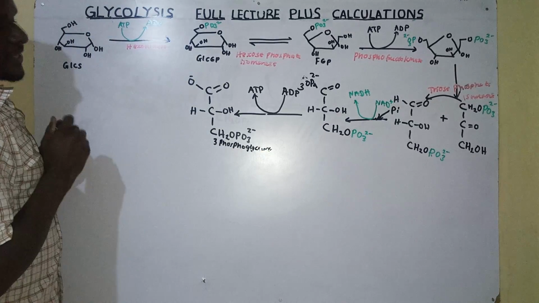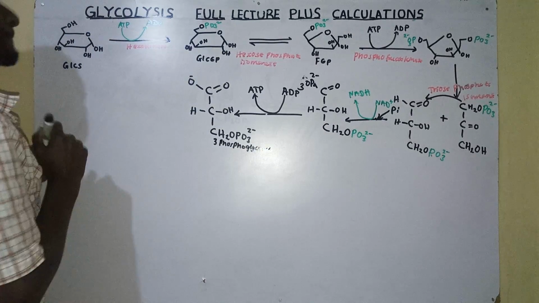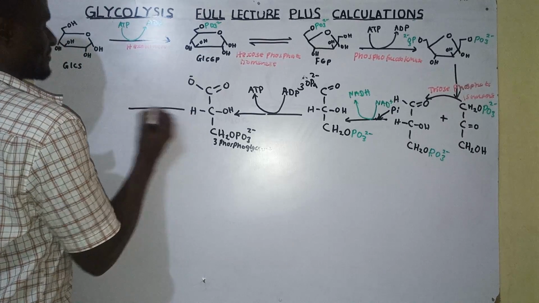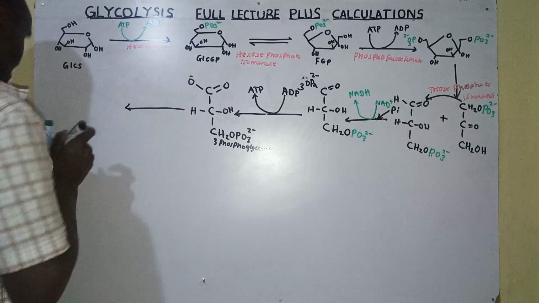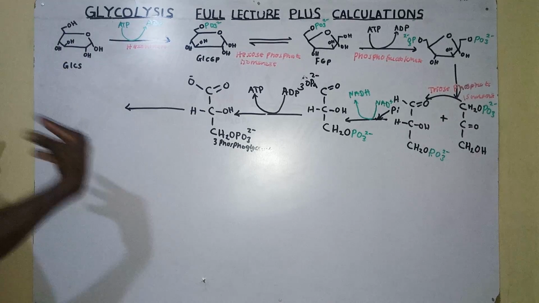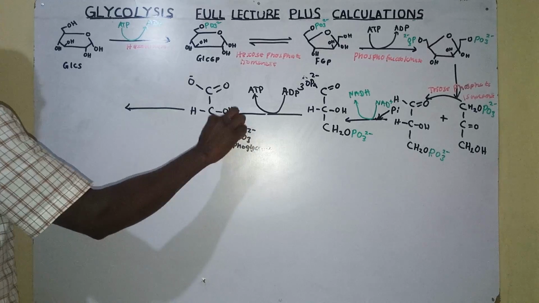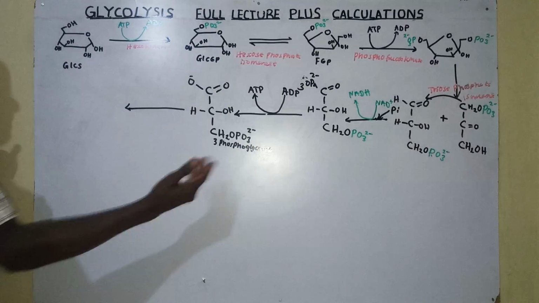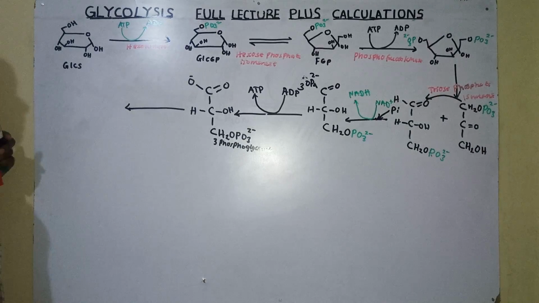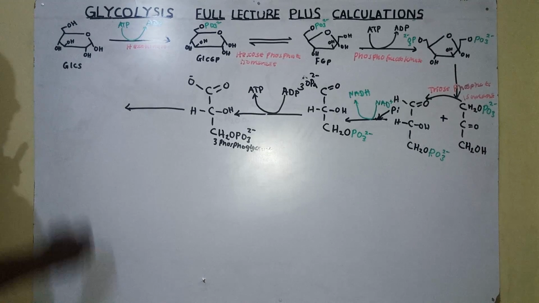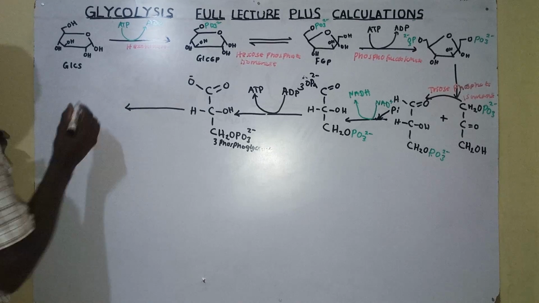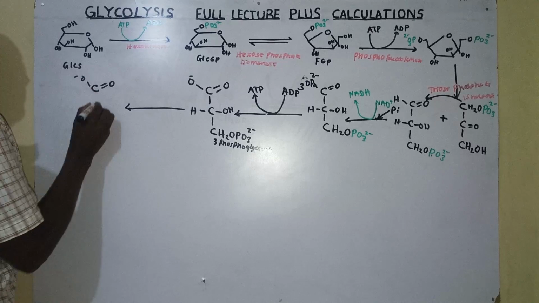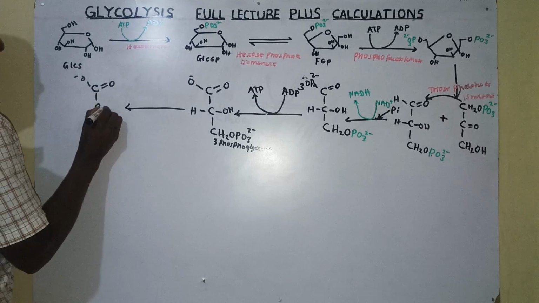So the next step is the role of a mutase enzyme. The role of a mutase enzyme is to transfer a functional group from one position of a molecule onto another position of the same molecule. So in this case, a mutase enzyme transfers a phosphate group from carbon number 3 of 3-phosphoglycerate to carbon number 2. So it will be like this.